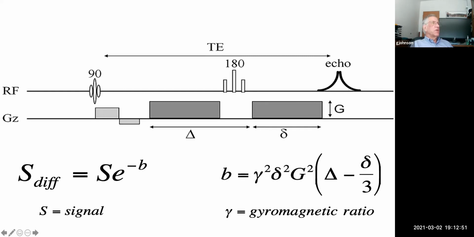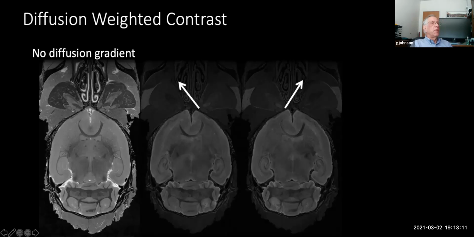So it's crucial that the gradients be really, really strong so this time delta can be short and the magnitude of the gradient can be very, very strong. And the diffusion weighting is given by the product of the gradient squared and the differences in the diffusion encoding time. So one can see that here. This is a fixed perfused specimen of a mouse brain. And on the left, you see the signal. You see the image when there is no diffusion encoding gradient.